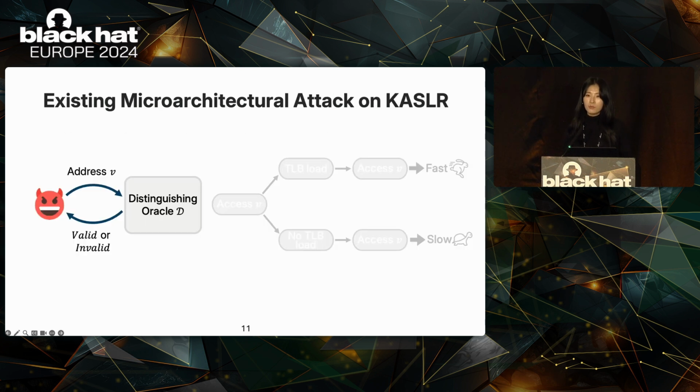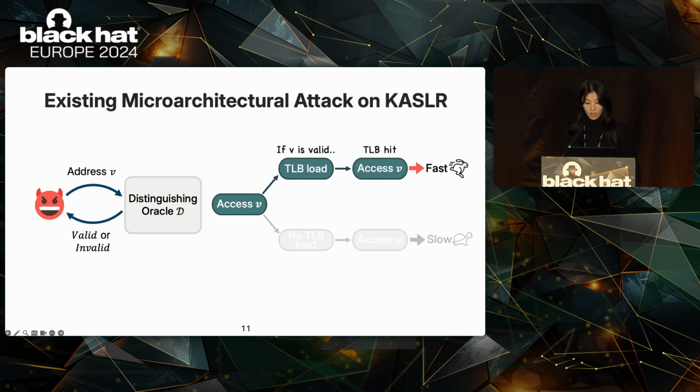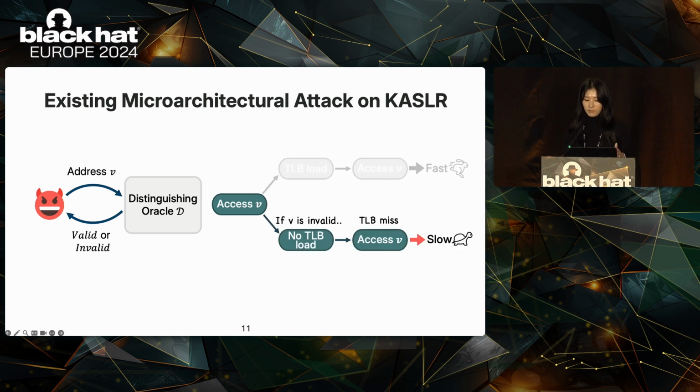Traditional attacks use a kind of oracle, which basically takes a kernel address as an input and returns whether it's valid or not. This oracle typically relies on the behavior of the TLB. For example, if we access target address V and V is valid, the address translation happens successfully, and the result is cached in the TLB. So next time we access V again, it can be done quickly because the address translation is already stored in the TLB. On the other hand, if V is not valid, the translation won't be cached.